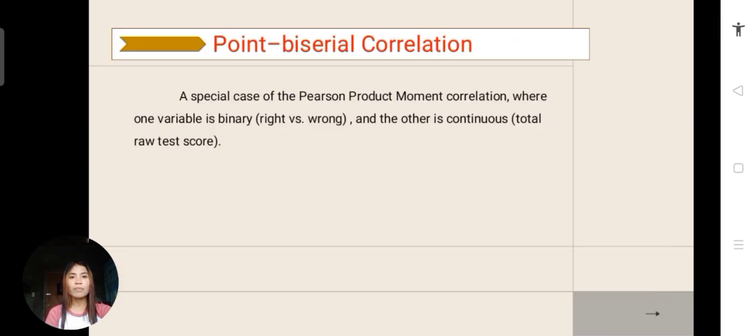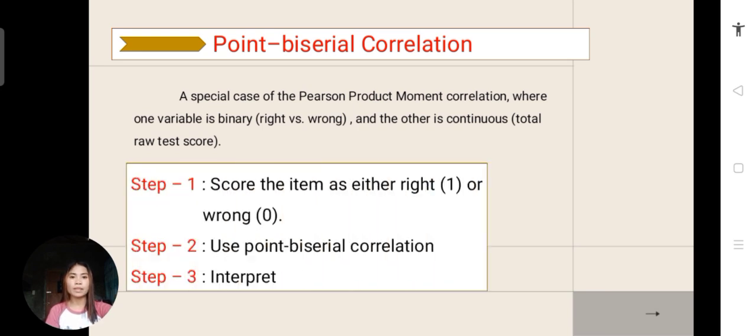Then, next is the point biserial correlation. Point biserial correlation is used to correlate item scores with the score of the whole test. It is a special case of the Pearson product moment correlation where one variable is binary, so there is right versus wrong, and the other is continuous, or the total raw test score. It can be done through steps. Step 1 is to score the item as either right or wrong. Step 2 is the use of point biserial correlation. Step 3 is the interpretation.